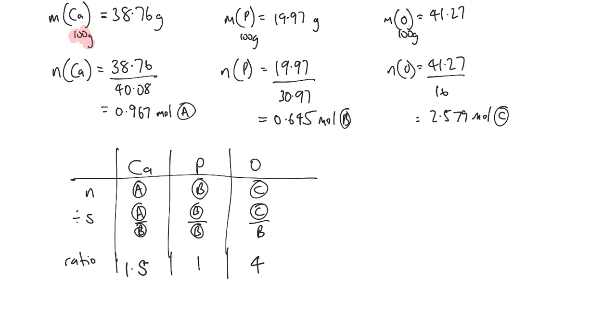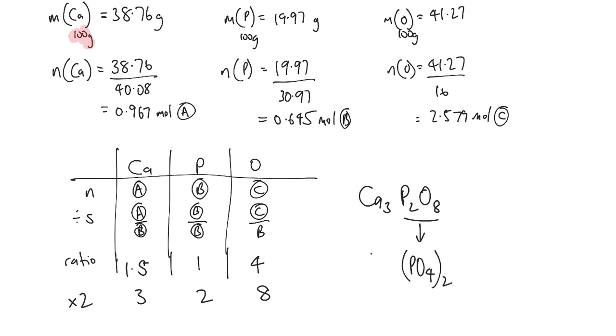Times by 2? Everything. Please remember you have to multiply everything when you do it. So you multiply by 2, this becomes 3, 2, and 8. And so my empirical formula is Ca3P2O8. And if you're real clever, the P2O8, you should know that it's a PO4, bracket 2, and we go all the way back to where we started at, with the formula of calcium phosphate.